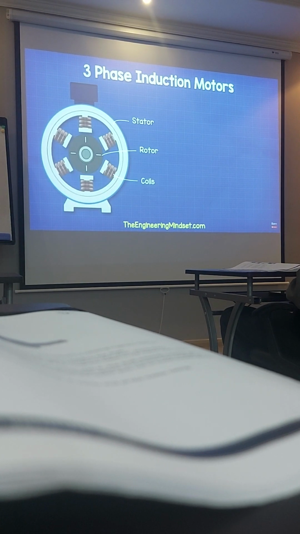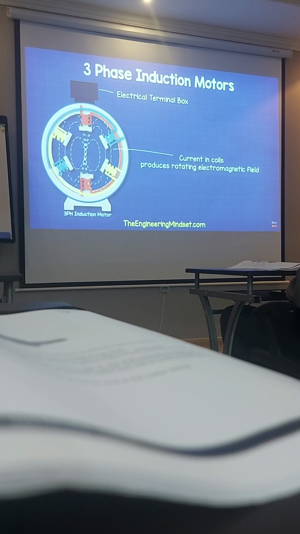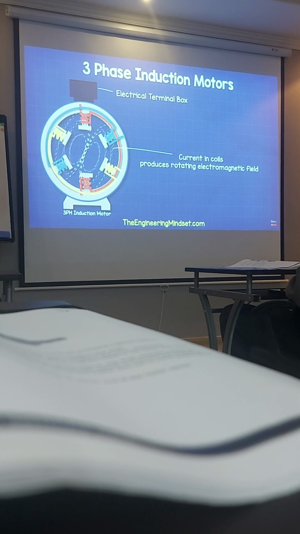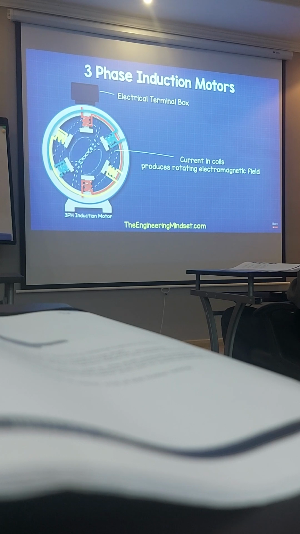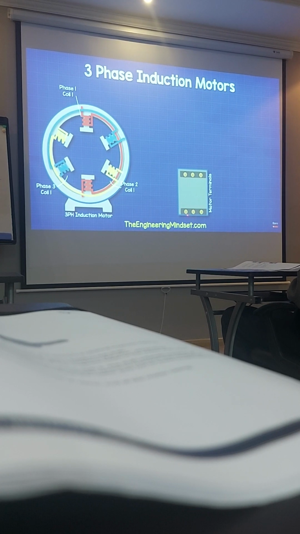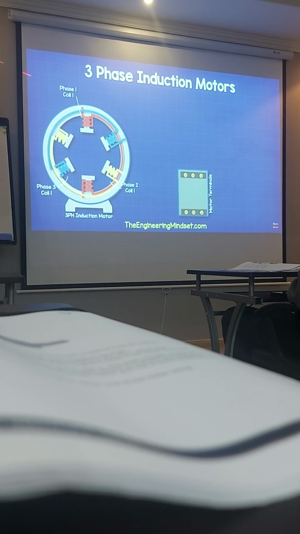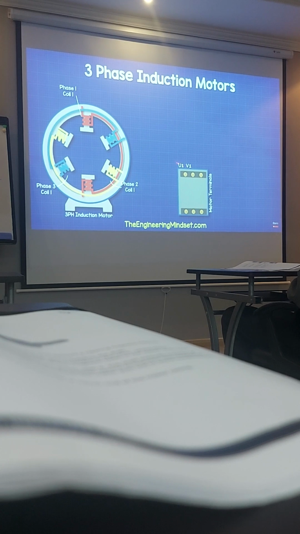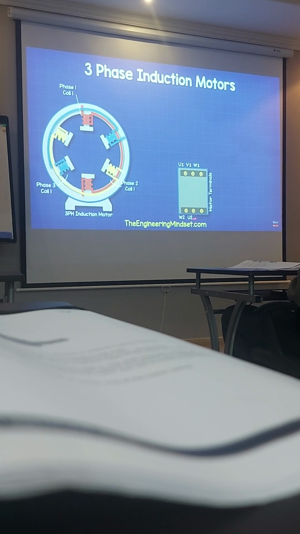The stator contains all of the coils or windings used to create the rotating electromagnetic field when electricity is passed through the wires. To power the coils, we find an electrical terminal box on the top, or sometimes on the side. Inside this box, we have 6 electrical terminals. Each terminal has a corresponding letter and number. We have U1, V1, and W1, then W2, U2, and V2.